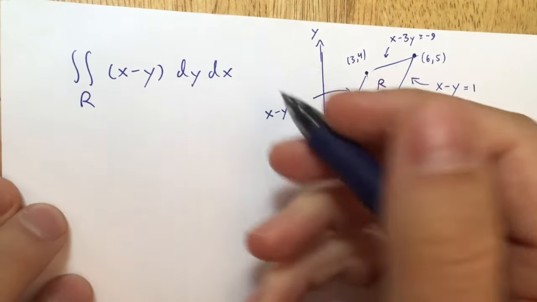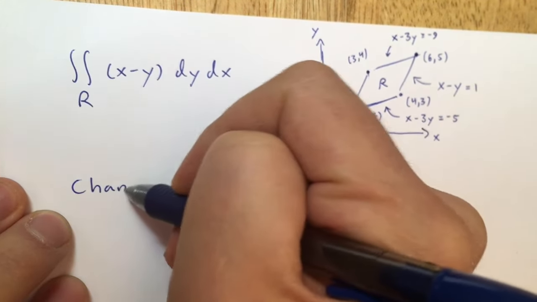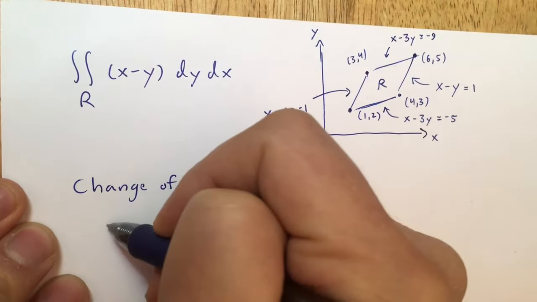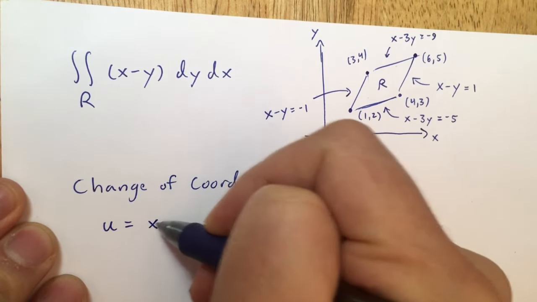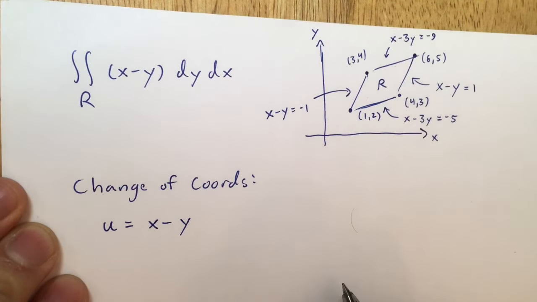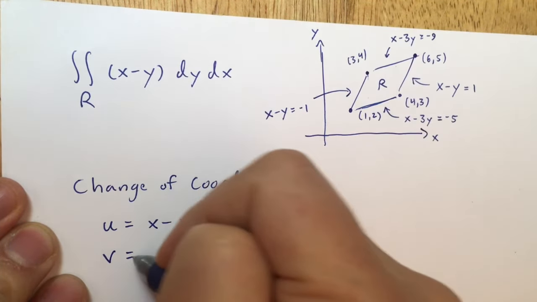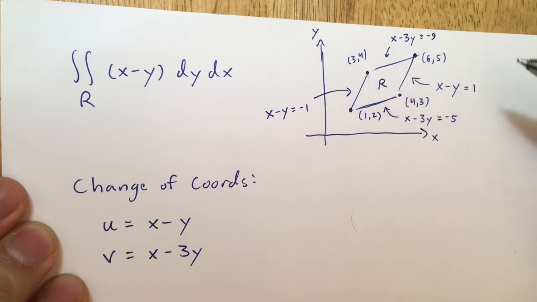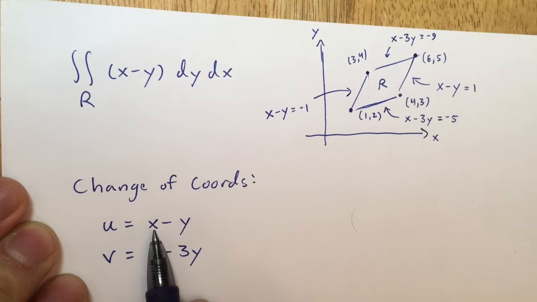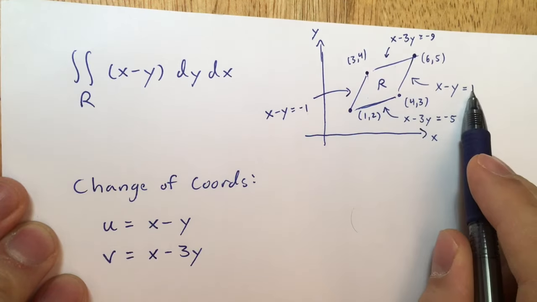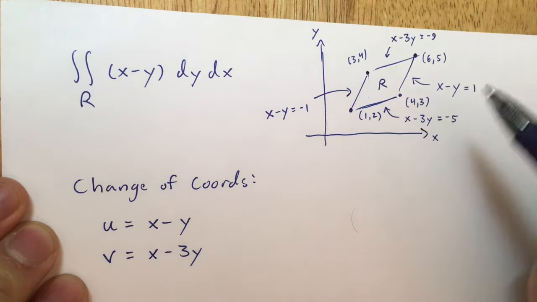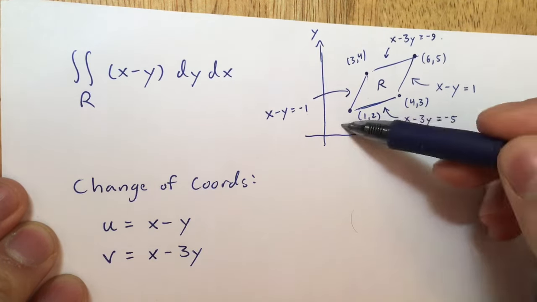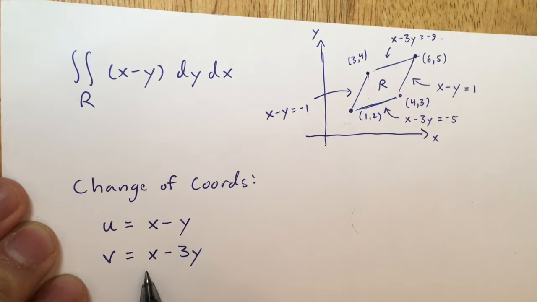That suggests that we should think of these coordinates: u equals x minus y, and v equals x minus 3y. Because you see, then u goes from negative 1 to 1, and v goes from negative 9 to negative 5. This is just defining a rectangle in these coordinates.